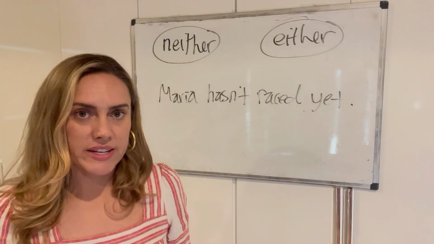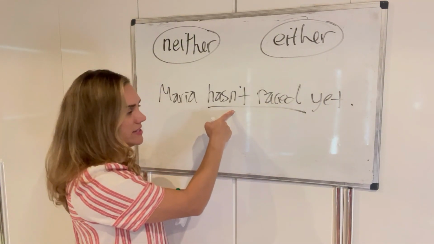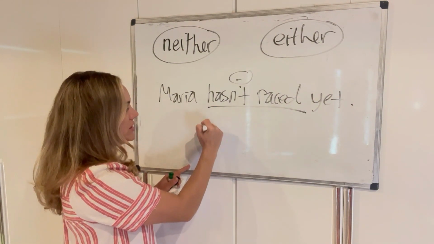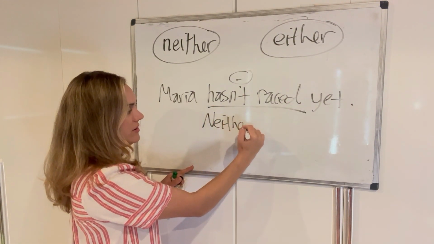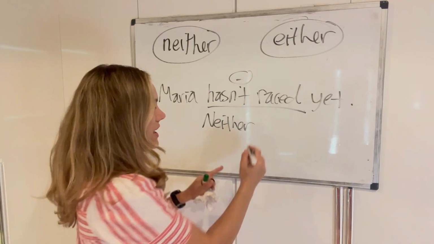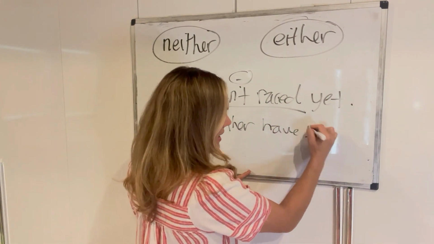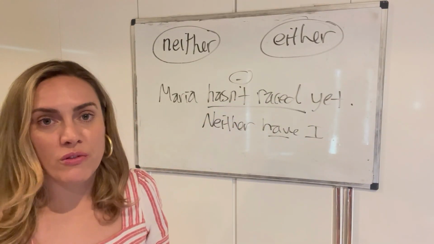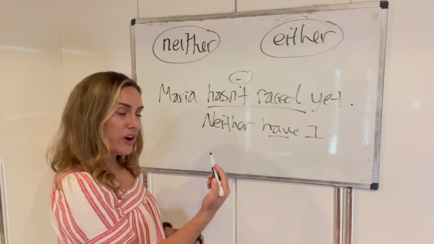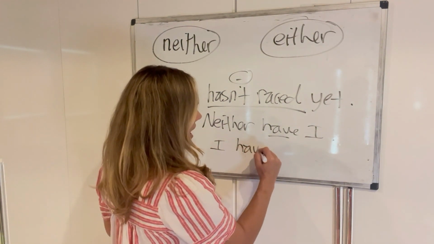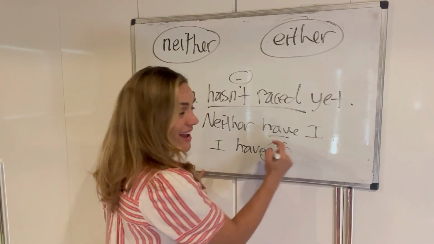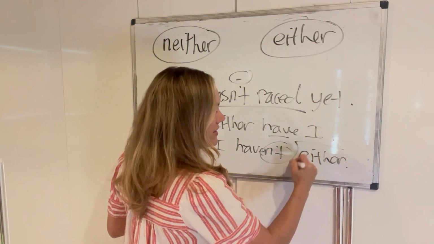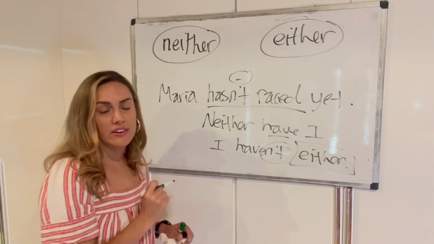Maria hasn't raced yet. She hasn't raced. It's negative. We have a helping verb, has. So I'm going to say neither to show similarity. Neither have I. Helping verb needs to be have because the helping verb over there is have. Or I can say I haven't either. Remember, it has to be negative to use either.